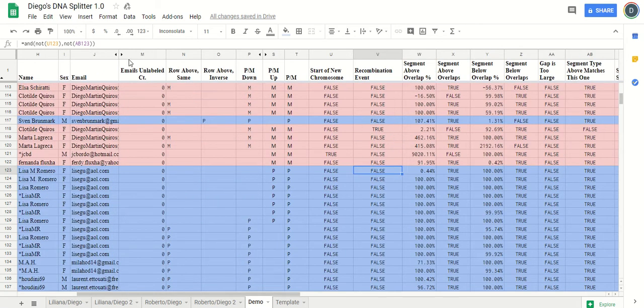Okay, so what it's actually doing is it's looking at U and it's saying not U, and U is the beginning of the chromosome, and so it's saying it's not the beginning of the chromosome, and then it's looking at AB, which is segment type above matches this one, so referring to the phase, whether it's phase 1 above and same in this row. And it's saying it's not the beginning of a new chromosome, and the phase above is different than the phase in this row, so that tells you that it's a recombination.